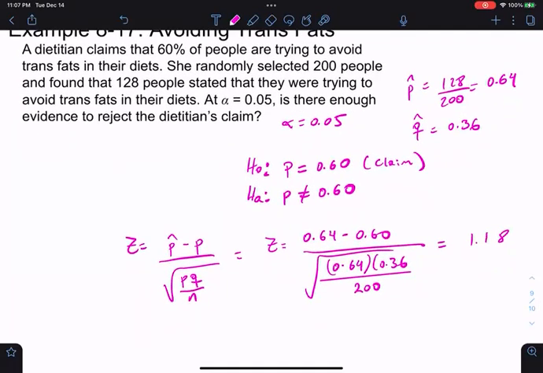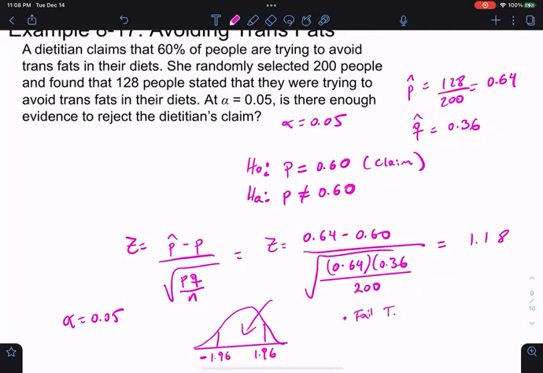And you need to compare that with alpha, the significance level, which is 0.05. So this is a two-tail test. You should know by now what this critical value is. That's 95%, so that's negative 1.96 and 1.96. So 1.18 is not in the rejection region. So we fail to reject. That's our conclusion, fail to reject.